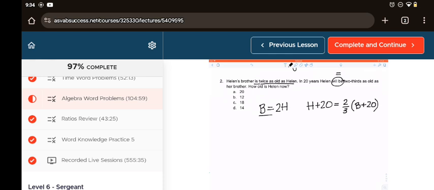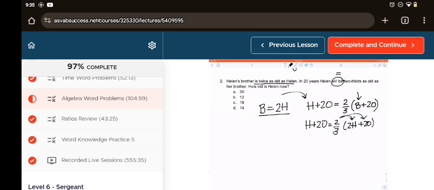So now that we've done this, remember, we look for our equation that already has B equals or H equals or whatever, and we're going to plug that into our other equation. So wherever we see B, we're going to replace it with 2H, and I see B right here. So I'm going to replace that with 2H. So H plus 20 equals 2/3 (2H plus 20). Okay, let's distribute this, and let's start solving for H.